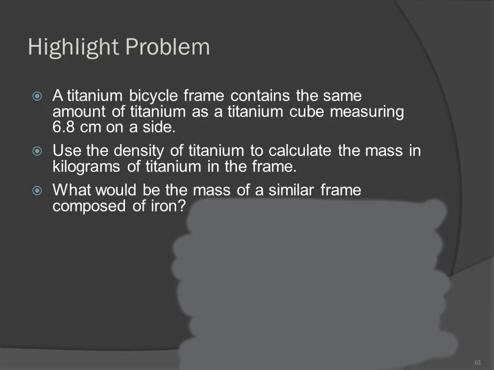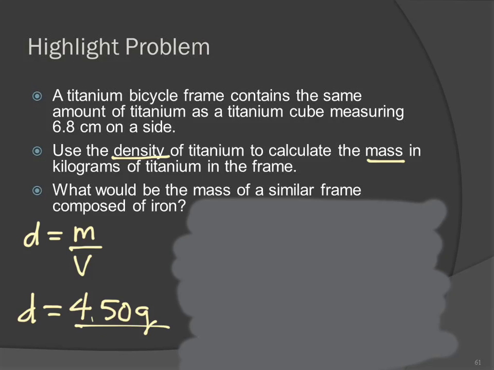Okay, so what if we approach this from the standpoint of algebra? It's asking us to calculate the density. I'm sorry, not the density. It's telling us to use the density and calculate the mass. And so if we're doing density, then we need to know that density is mass divided by volume. That's just the density equation. So they're telling us to use the density. We can go look that up. The density, we looked it up earlier, 4.50 grams per cubic centimeter.